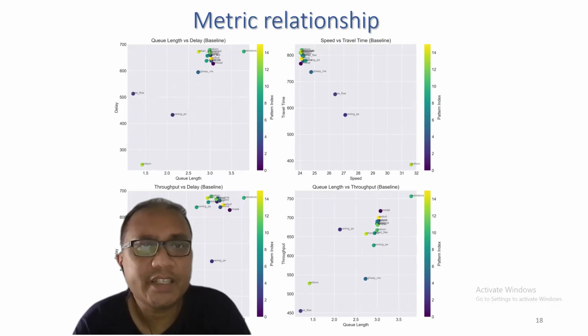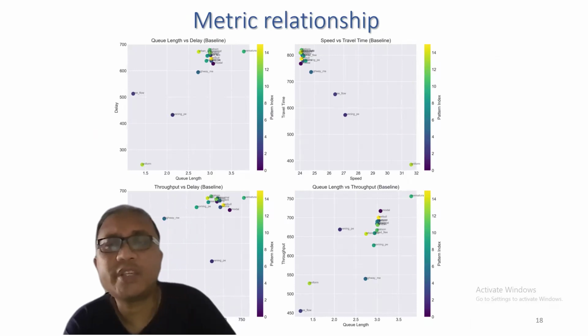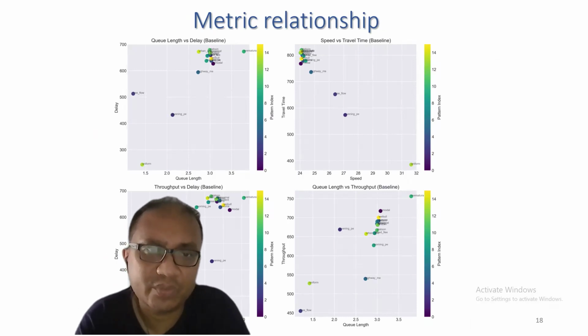And if we look at the metric relationships, the queue length versus delay, speed versus travel time, throughput versus delay, and queue length versus throughput, we can see the corresponding relationship and graph. We can see over here under 16 headway patterns. And this is all for the baseline adaptive signals. And we can draw it for the DQN adaptive signals as well.